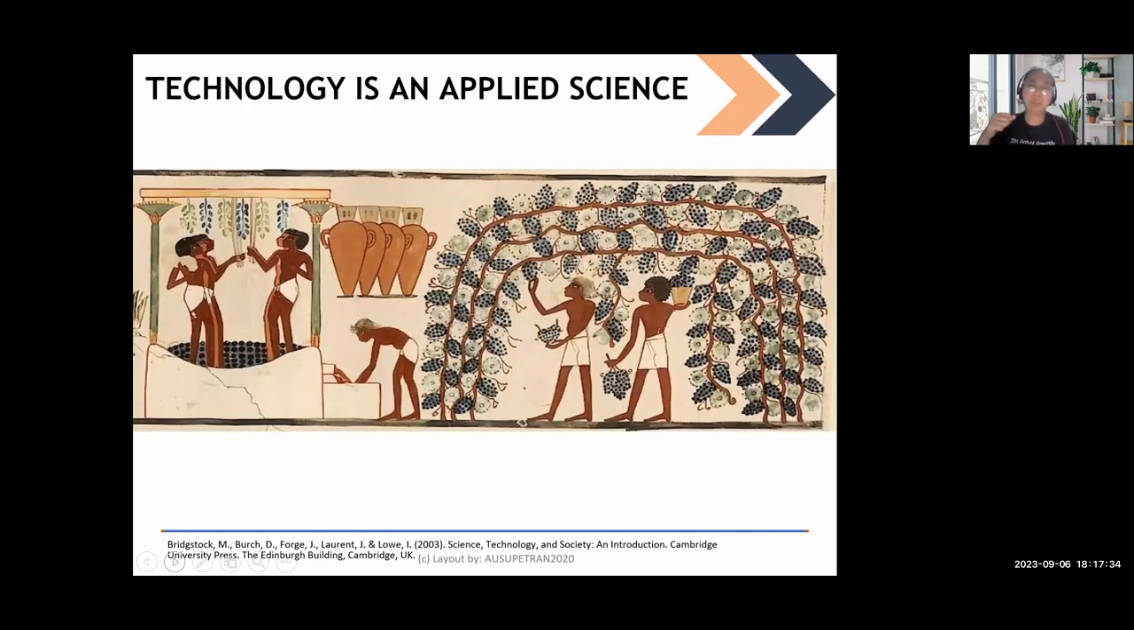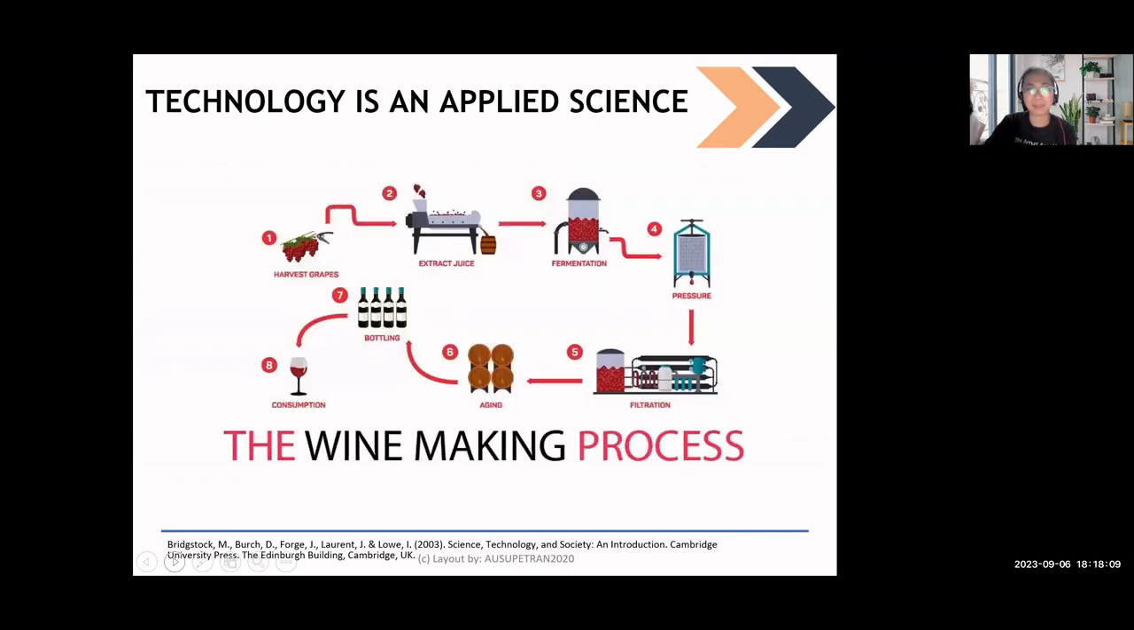And similarly, in the time of the Egyptians, Egyptians are known to produce wines. Okay, so they actually have vineyards. And the basis for the process of making wine is the concept of fermentation. Okay, so when something is fermented, then they can turn that into wine. In this case, they have the grape juice that is fermented and that becomes their wine. So that's also technology in the olden days.